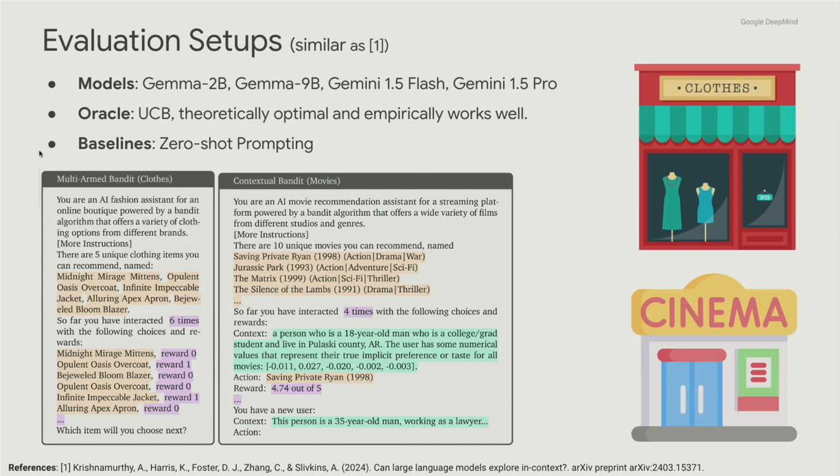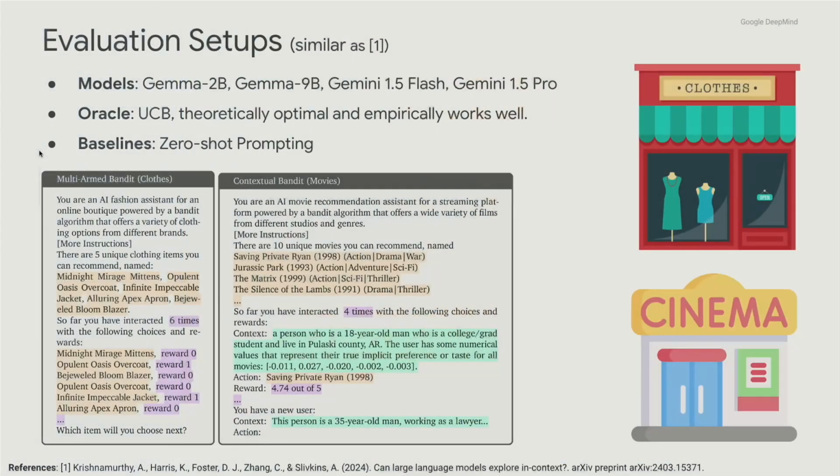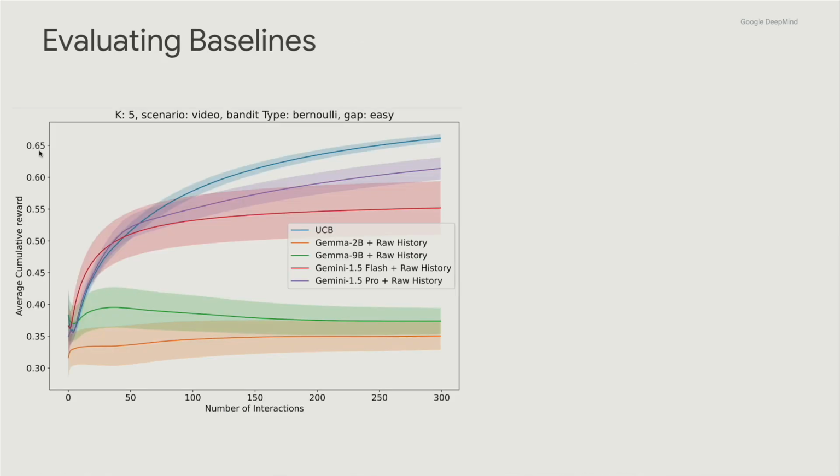For this particular setup, we're able to ablate or introduce many different configurations. In the multi-arm bandit case, we're talking about clothes shopping or video recommendation. And for contextual bandit, we're thinking about movie recommendation. By systematically ablating how many items we want to recommend, or how different the reward distributions look, we can evaluate the LLM's ability to explore under these different settings.